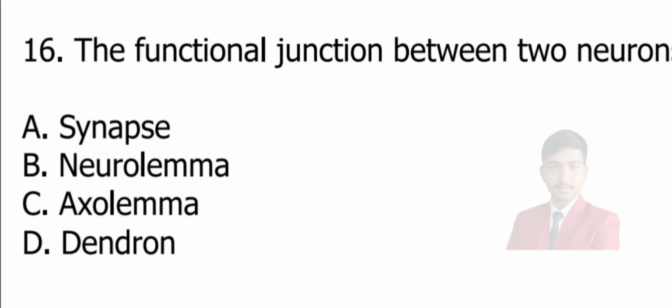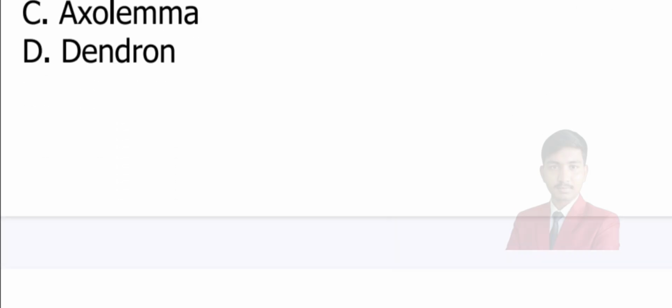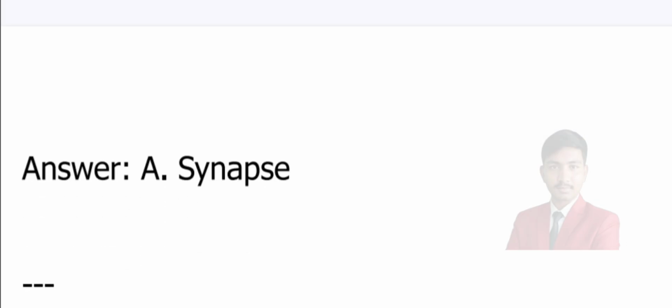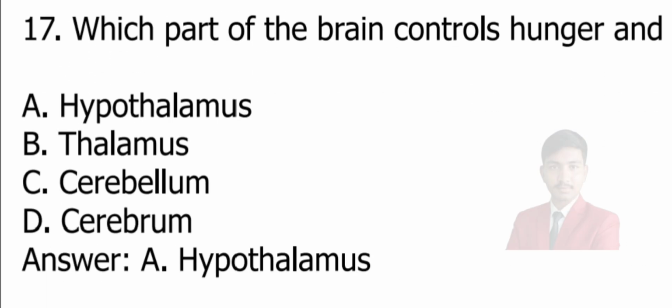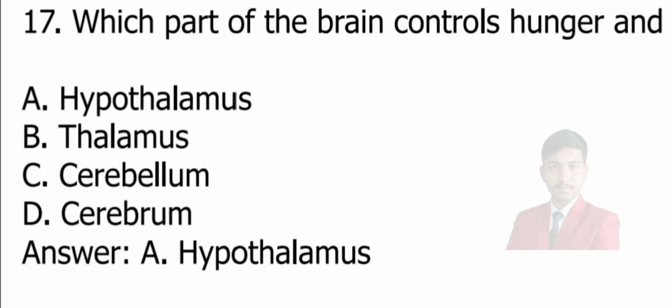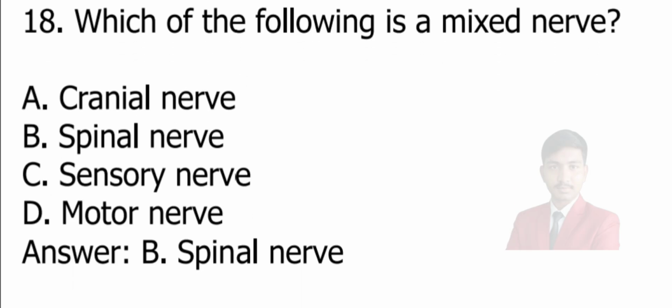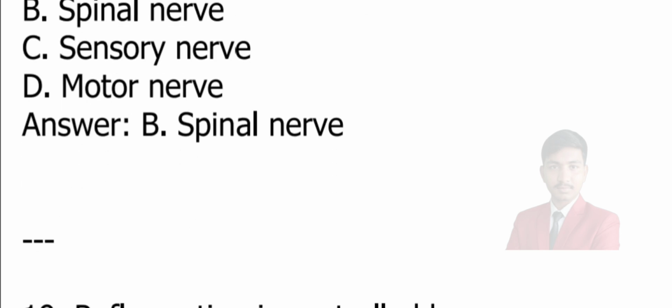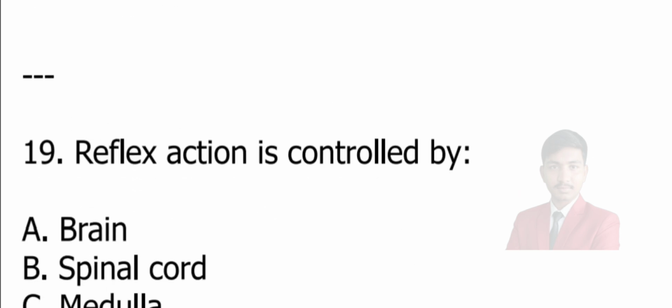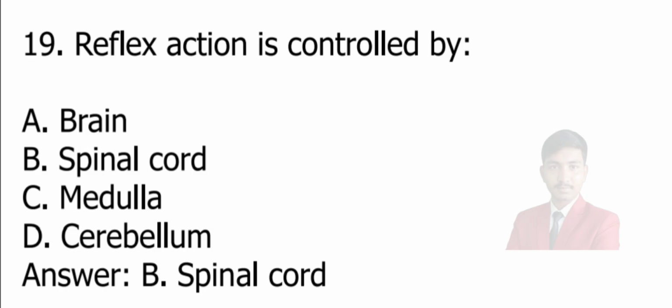The functional junction between two neurons is called synapse. Which part of the brain controls hunger and thirst? Hypothalamus controls hunger and thirst. Which of the following is a mixed nerve? Spinal nerve is mixed nerve. Reflex action is controlled by spinal cord.